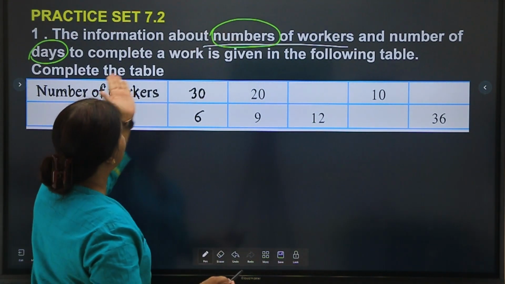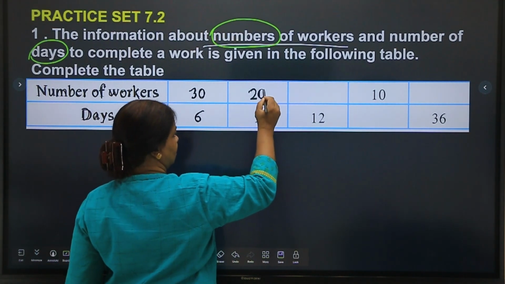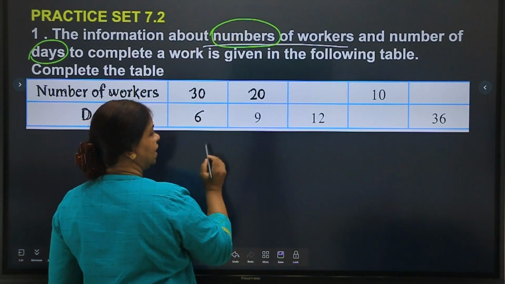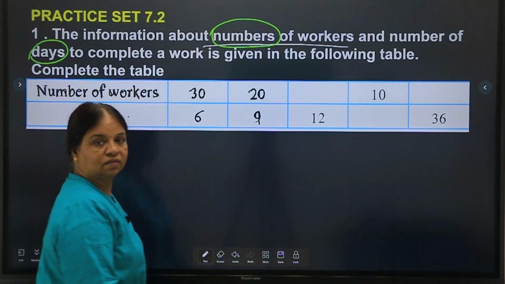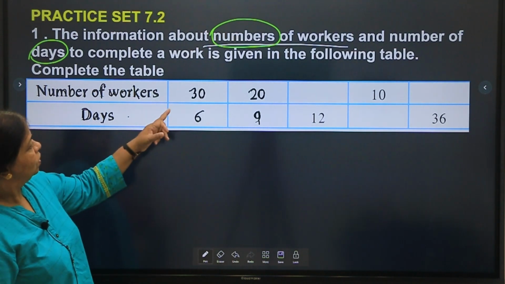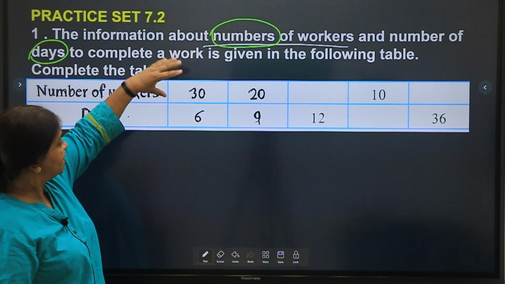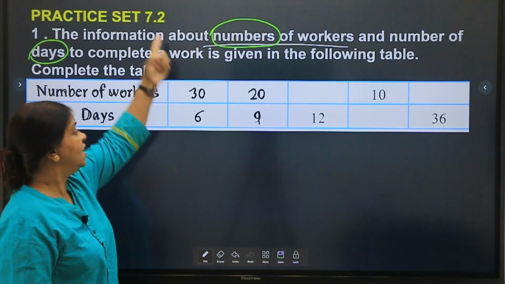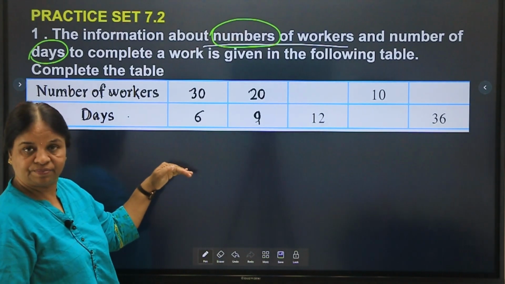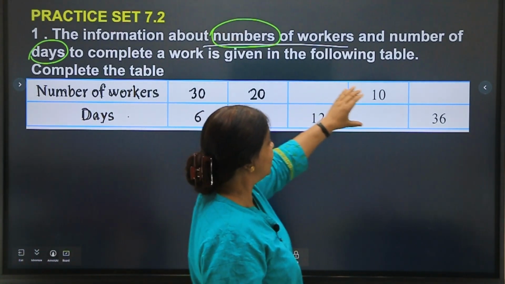If the number of workers is decreasing, here it was 30 and now it is 20, so the number of days is increasing. Yes or no? So when the number of workers is more, the number of days required is less. So when one increases, the other decreases. So fill this table.